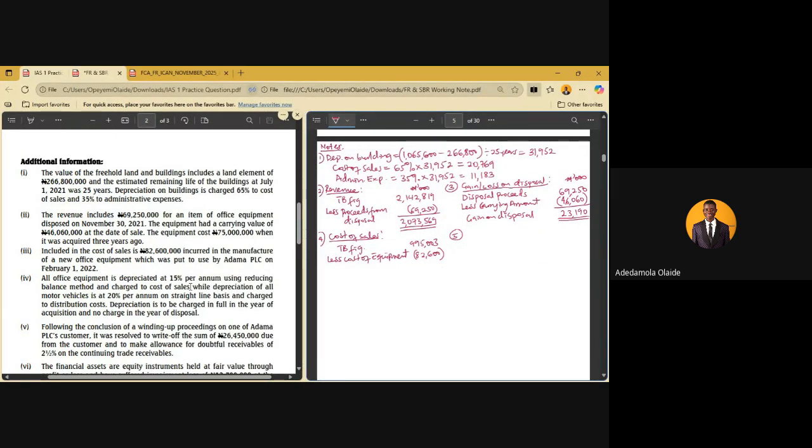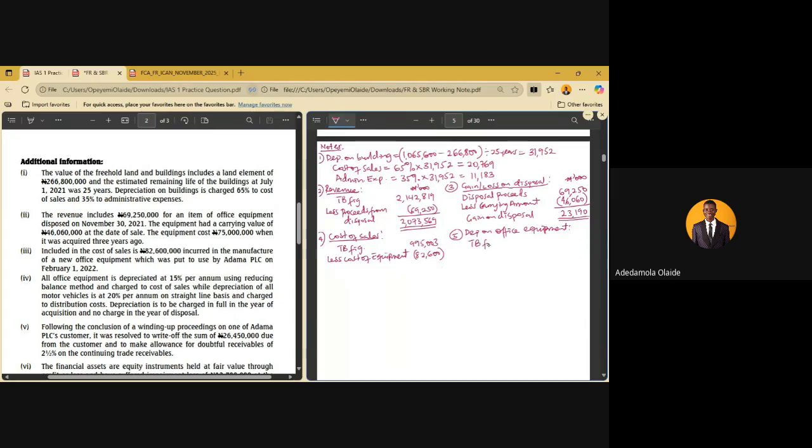So I'll go to the next one and say, if we're taking that out, we're told that all office equipment is depreciated at 15% per annum using reducing balance method and charged to cost of sales, while depreciation of all motor vehicles is at 20% per annum on straight line basis and charged to distribution costs. Depreciation is charged in full in the year of acquisition and no charge in the year of disposal. What does that mean? To calculate depreciation on office equipment now, we will have what?